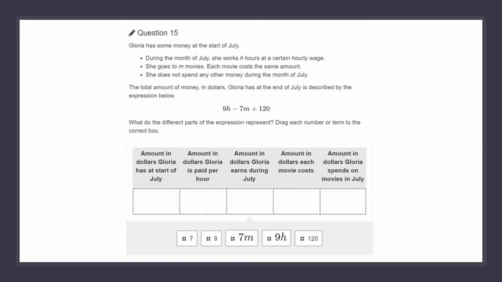So for instance, to me, where it says the amount of money that Gloria is paid per hour, well, we know H represents the number of hours that she works. So the number in front of H, which is 9, should represent her hourly pay. And together, 9H is going to be that amount of money that she is going to earn in July.